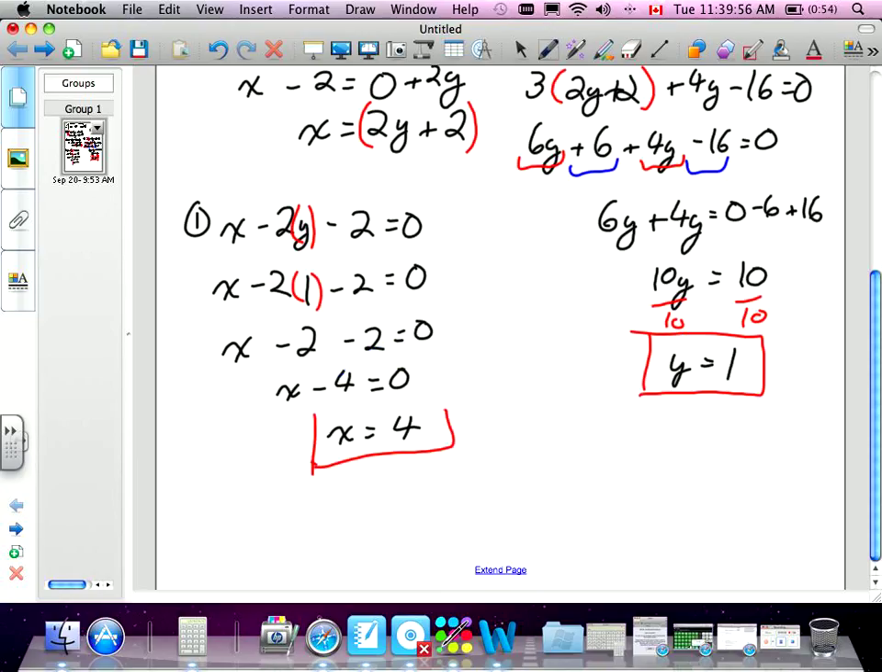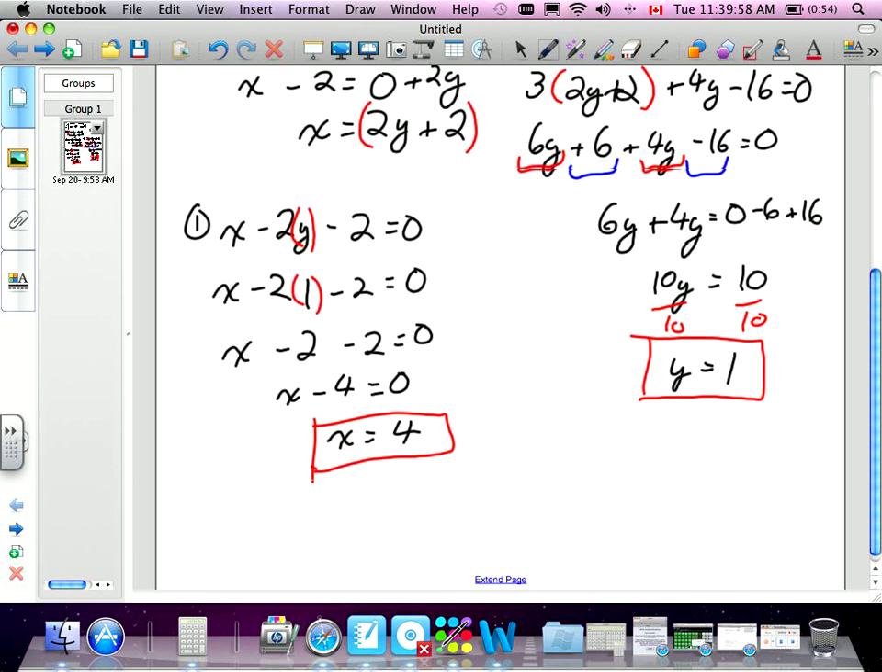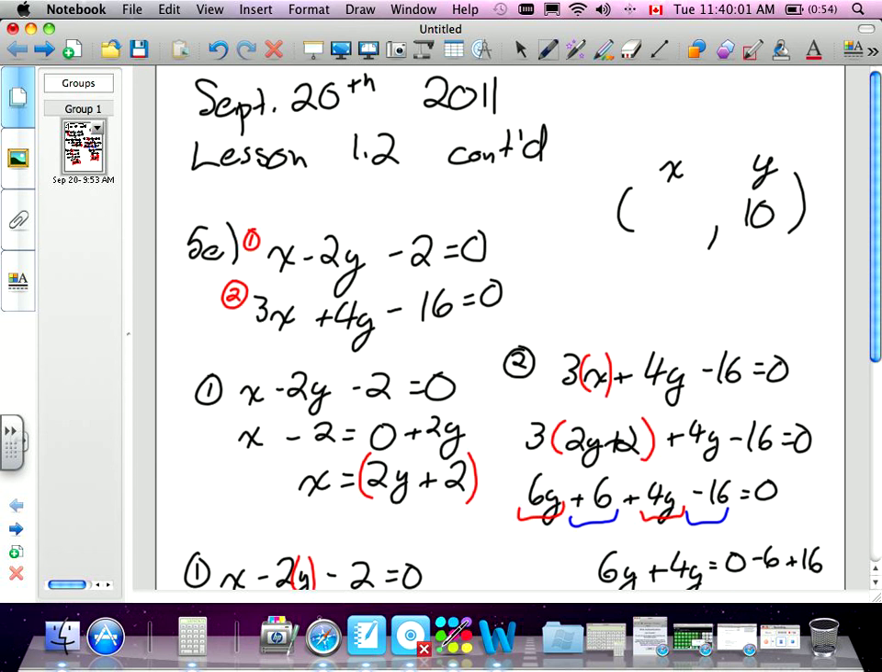So finally, I have my x and y. My coordinate, or my point of intersection between these two straight lines, is at 4 and 1 on a graph. Oh, why did I write 10? Thank you. 4 and 1.